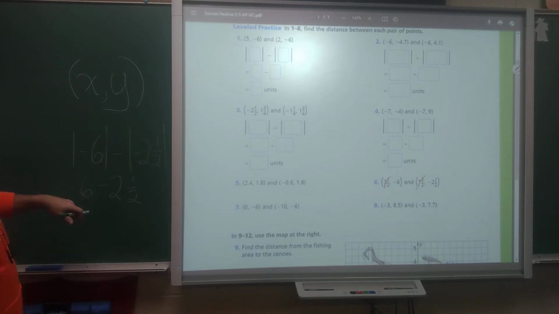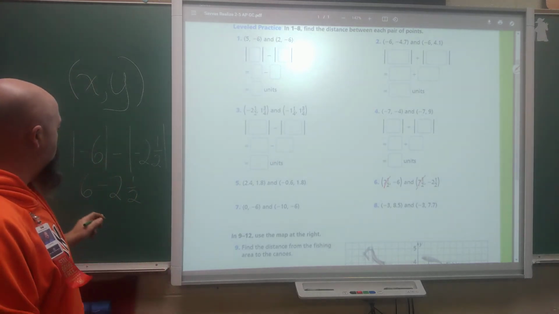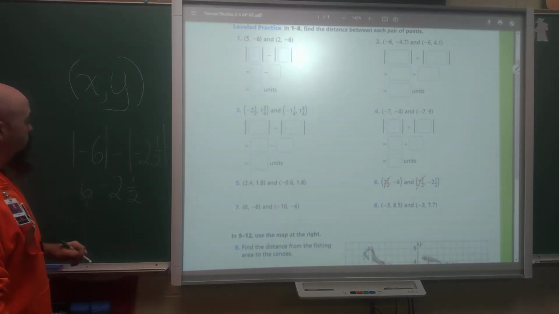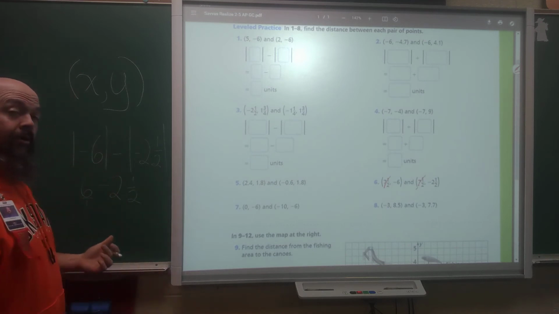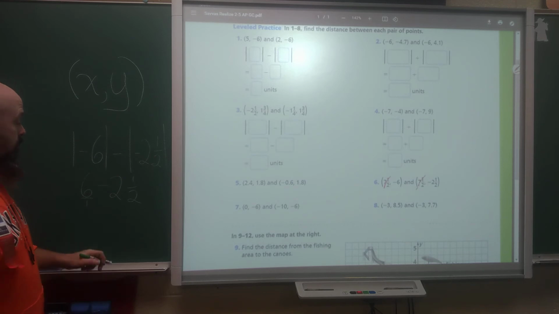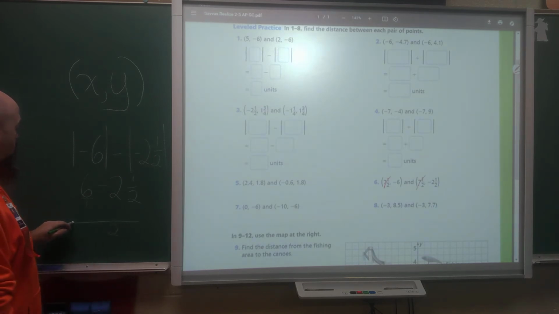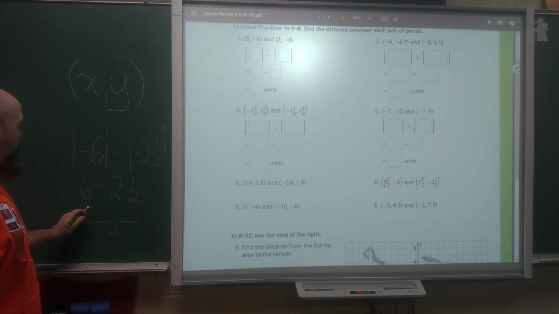6 as a fraction would become 6/1, right? So we would want to get a common denominator to be able to subtract these. Well, if you have a 1 and a 2, guess what your common denominator is going to be? It's going to be 2. So 1 times 2 gives us 2. So what is 6 times 2 going to give us? 12.